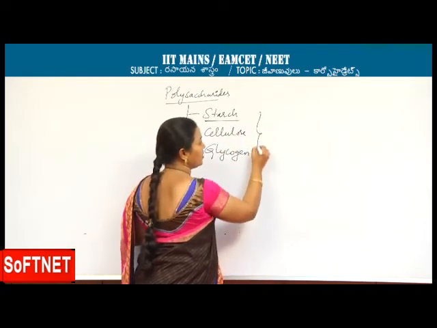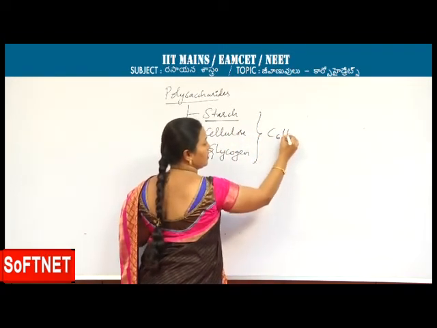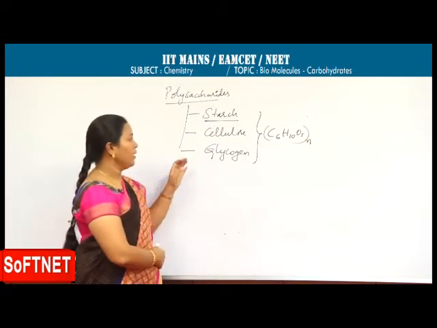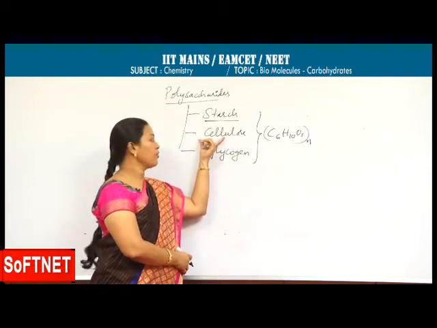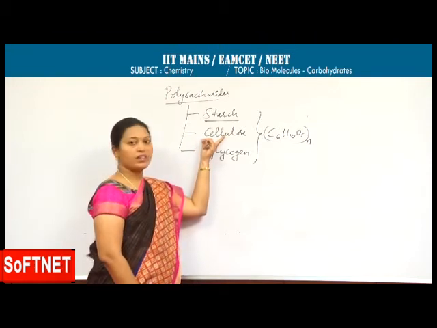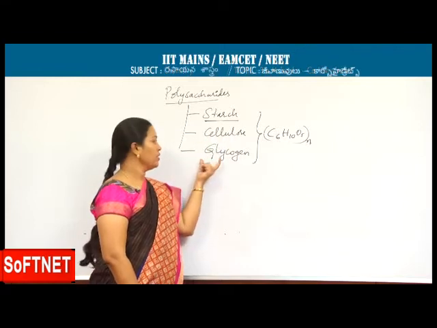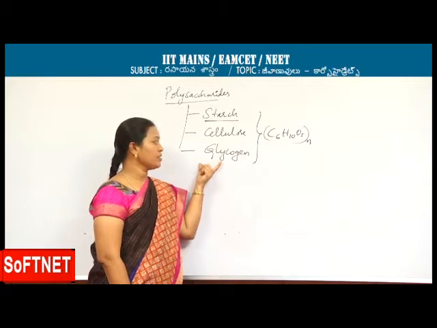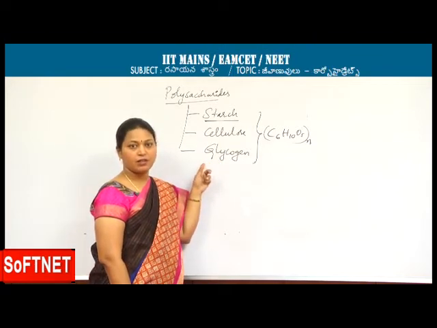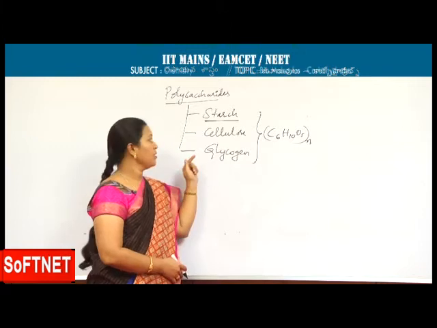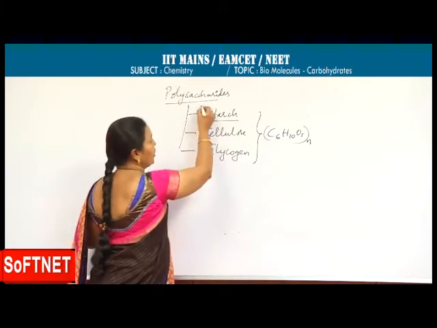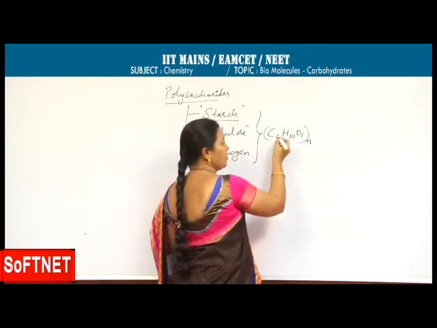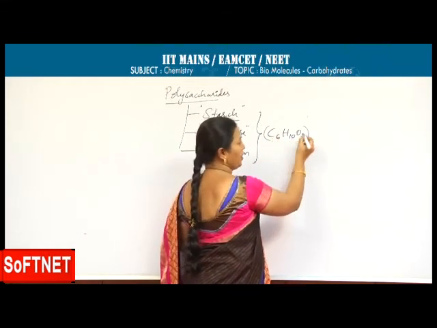The molecular formula for these three is C6H10O5 taken n times. Regarding cellulose, from wood source, most of the cell walls are made of cellulose only. Glycogen is called animal starch. Glycogen is deposited in the liver and muscle cells of human bodies or animal bodies. Truly, we have to know more about the chemical structures of starch and cellulose. The general formula, as I said, is C6H10O5 taken n times.